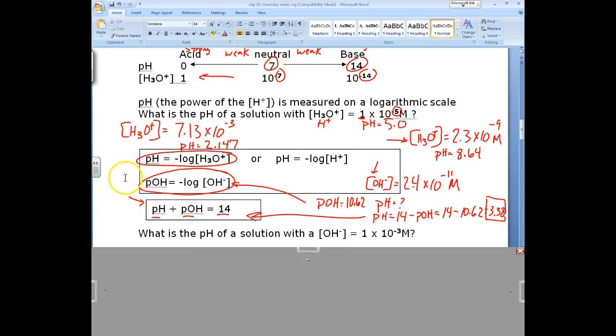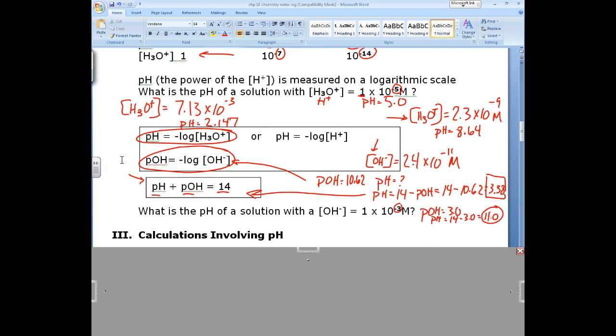So, if we have a hydroxide ion concentration of 1 times 10 to the negative 3, what is the pH? Well, again, pOH is the power of the hydroxide ions. So my pOH is going to be 3. And so my pH will be 14 minus 3, which will end up being 11, my pH of this solution. And so I end up having a basic solution there.